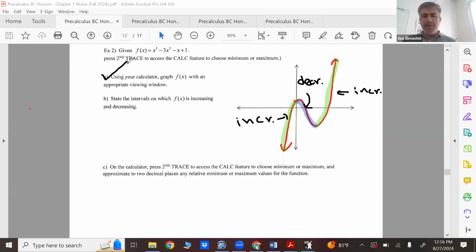So A, we took care of. All's good. My viewing window, I went to Zoom standard. I like that window. It seems to work for me. But how do you find where it's increasing and decreasing? How are we going to do that? What do you guys think we should do in the calculator?